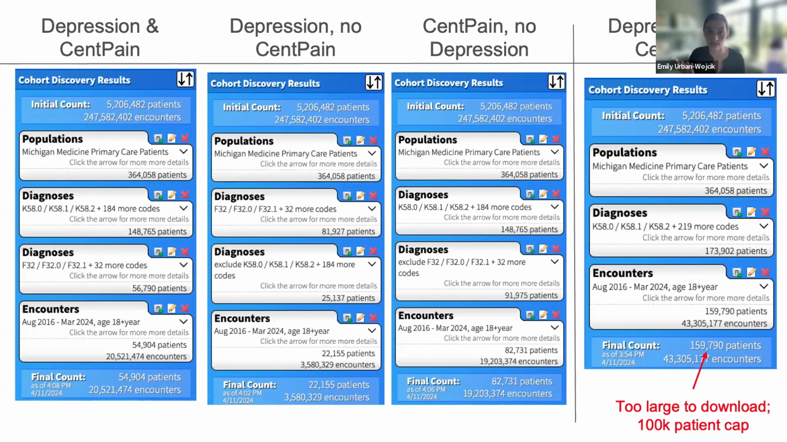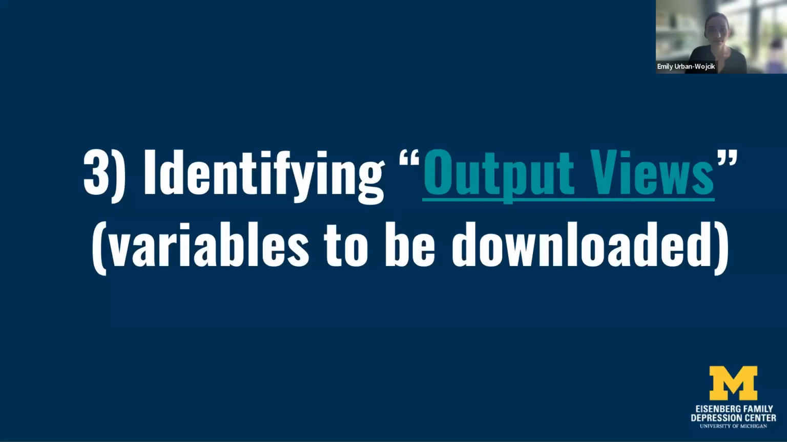So what I decided to do for this project is just go the 3 cohort route. Okay, so now we've identified our cohorts and we can search for the information that we want to be downloaded about those cohorts. And we do that in this output view selection.